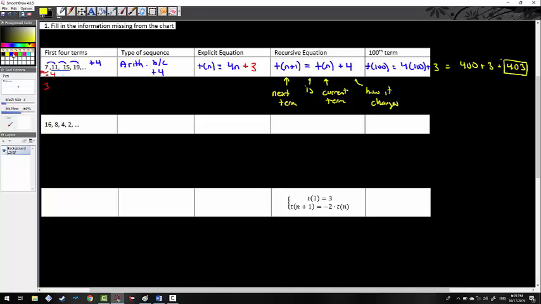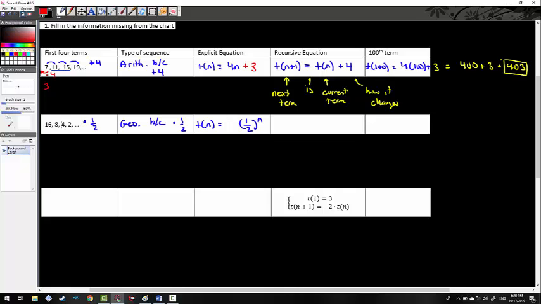So let's do the next one. 16, 8, 4, 2. It looks like we are multiplying by 1/2 to get to the next term. And because we're multiplying, it's going to be a geometric sequence. The explicit equation is going to be t of n is equal to some kind of thing raised to the nth power. If you guys notice today, inside this bracket will always be the thing that it changes by, so it'll be the 1/2. And just like the arithmetic sequence, this will be the 0th term of the sequence.